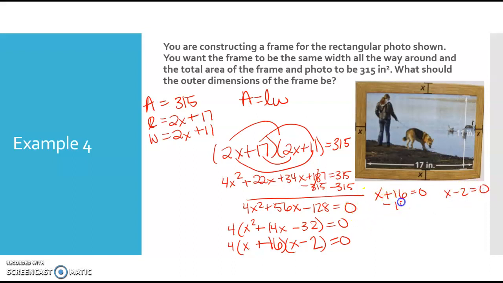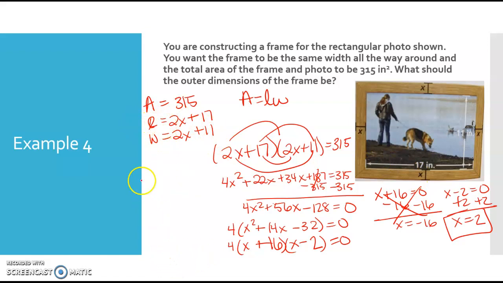So from here, when I subtract 16, I end up with the fact that x equals negative 16. I can't have a negative dimension, so this one is out. Over here we add 2, and so we end up with x equals 2. What I'm going to do with that value, because it didn't ask what is x, or what is the width of the frame. It says what should the outer dimensions be. So we just plug them back into here.